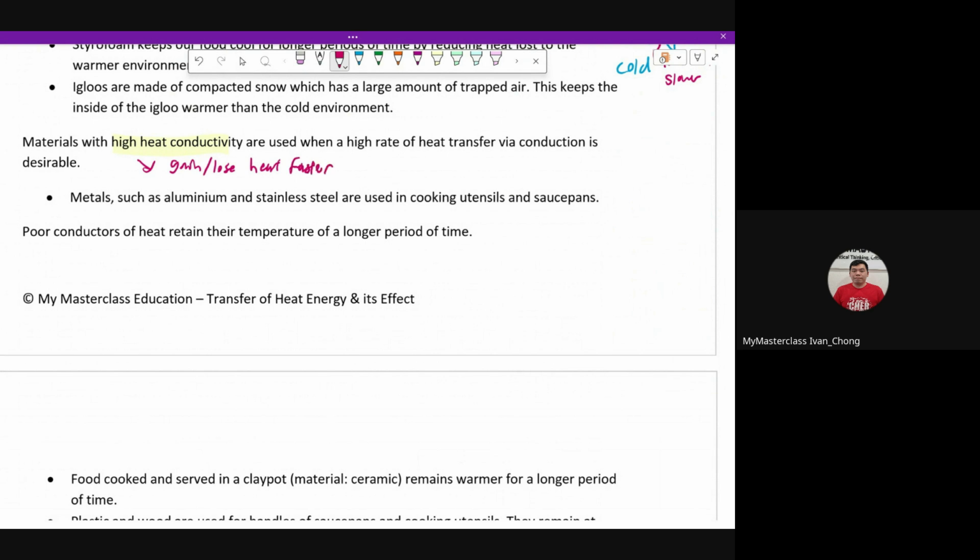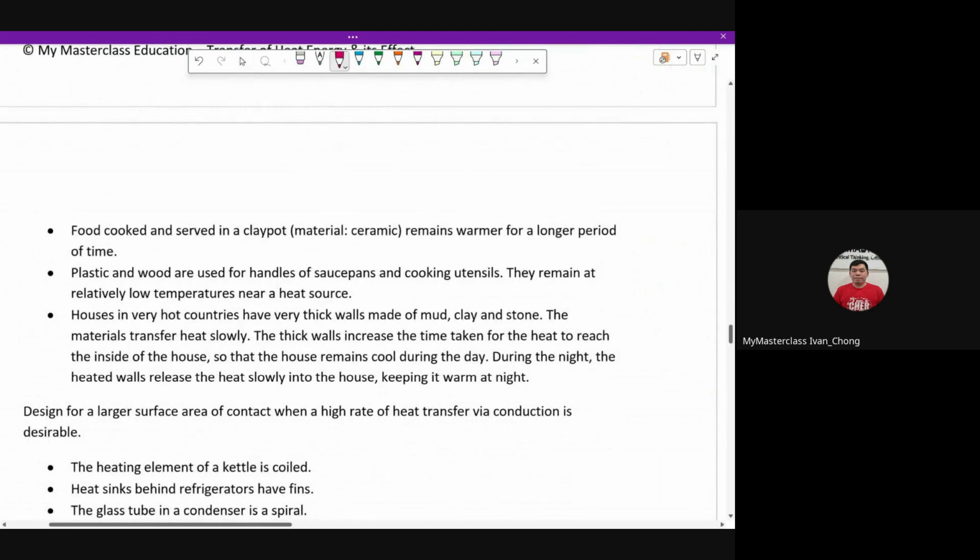Okay, so you'll use it for cooking. And poor conductors like clay pot, right? Sometimes you see clay pot in cooking. They are all poor conductors of heat. So if they are all poor conductors of heat, why do we use them for cooking? Because it loses heat slowly.